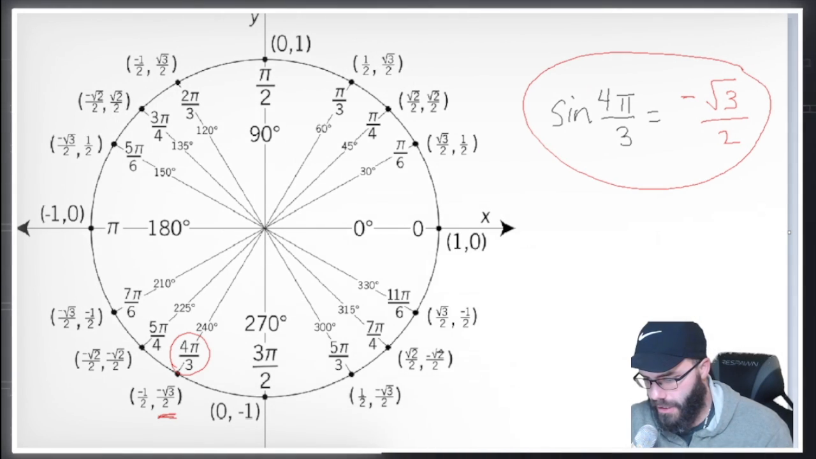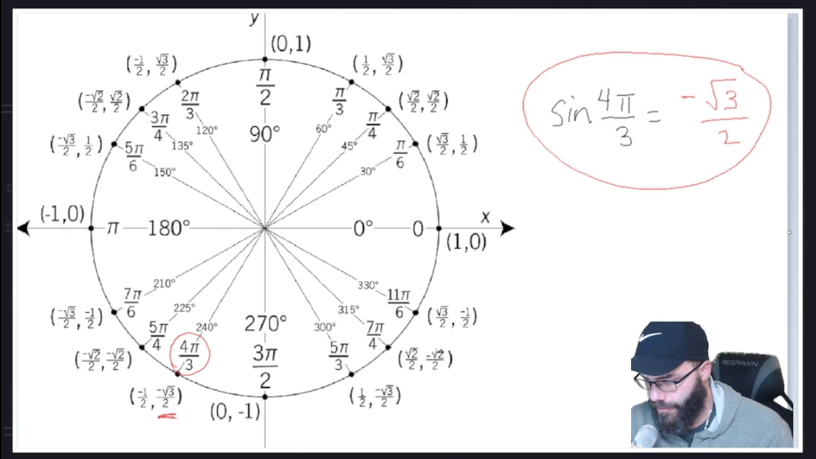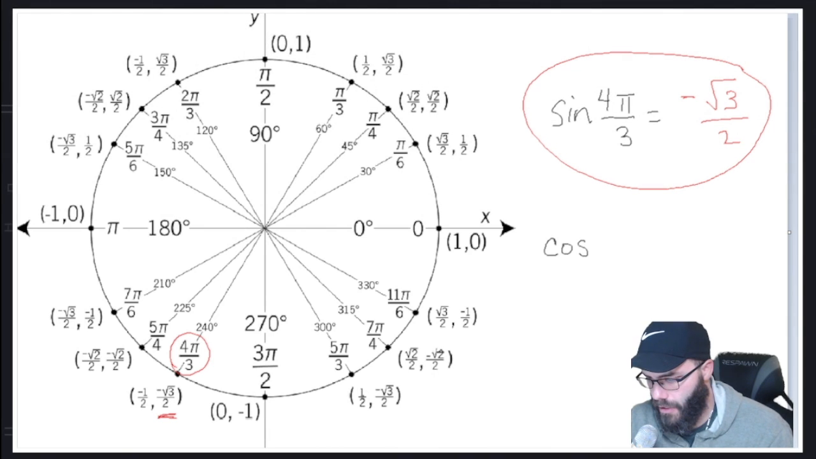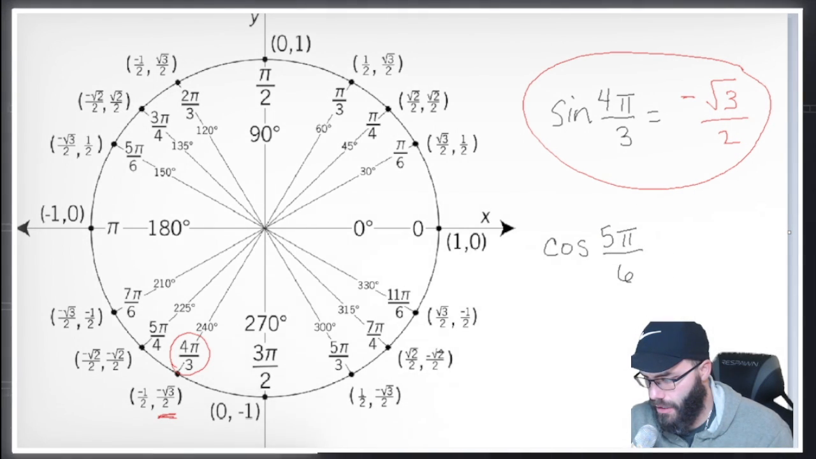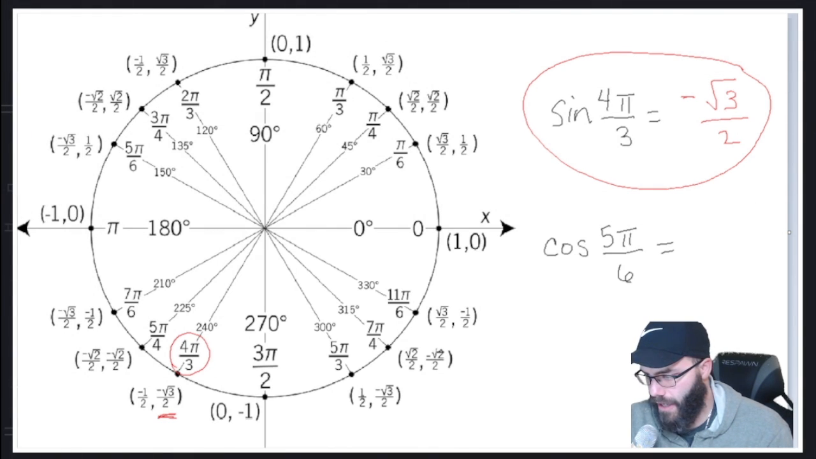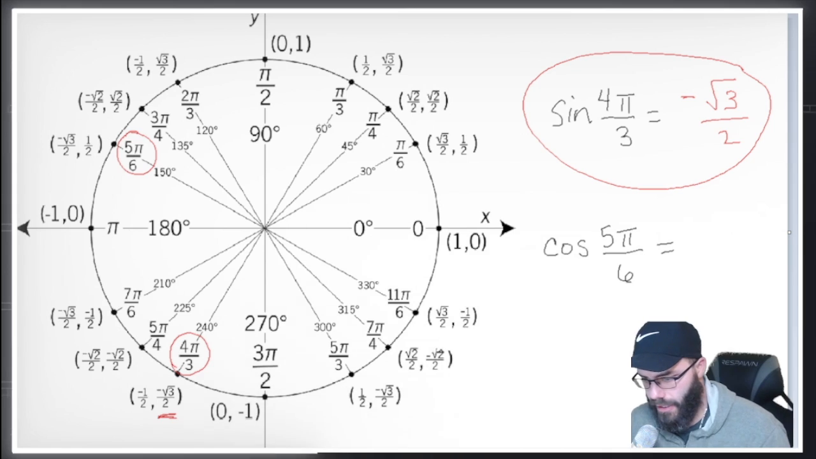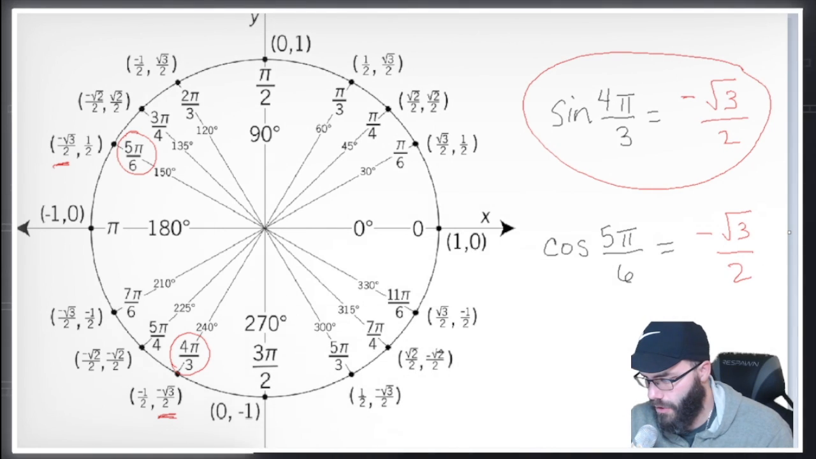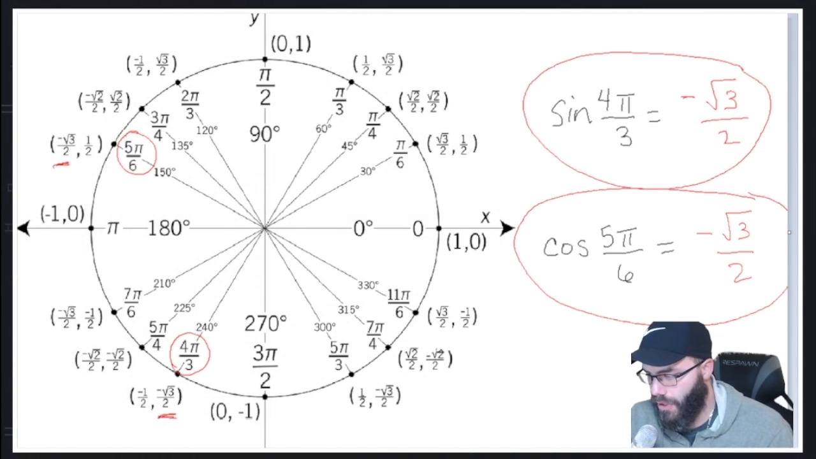If you were to find, say, cosine of 5 pi over 6, you would find 5 pi over 6 on the unit circle, which is here. You would identify your x value at that angle, which is negative root 3 over 2. So think about it. Why do both of them equal negative root 3 over 2?